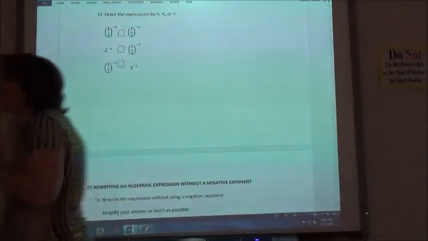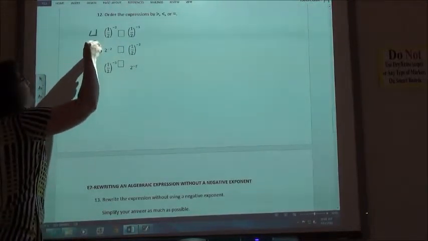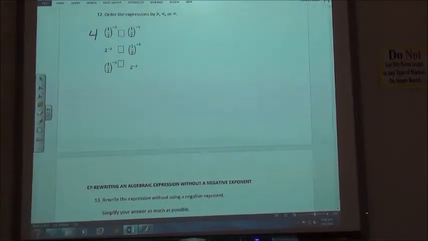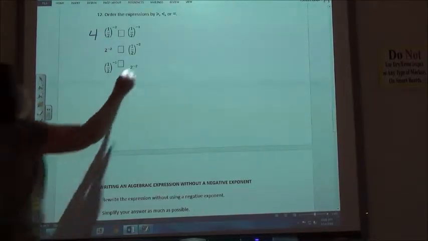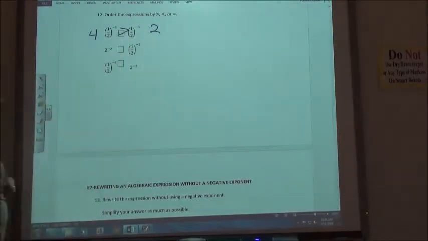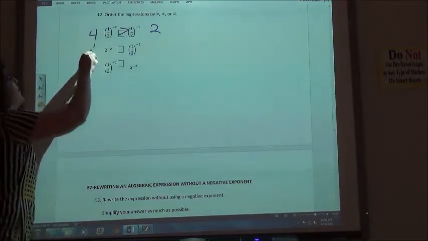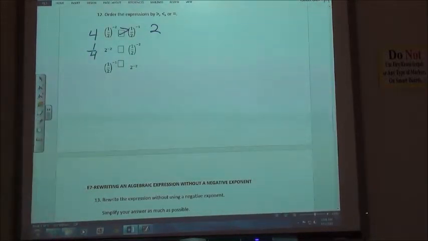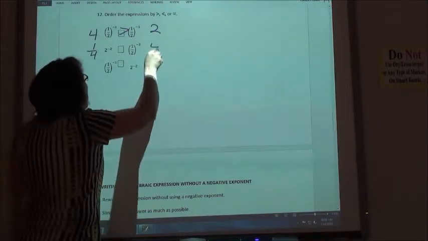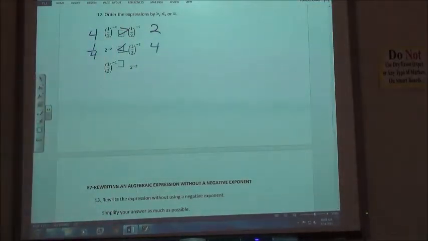So 1/2 to the negative 2 power would be 4, exactly. 1/2 to the negative 1 power would be 2. 4 is greater than 2. 2 to the negative 2 power is 1/4. 1/2 to the negative 2 power would be 4. 1/4 is less than 4.